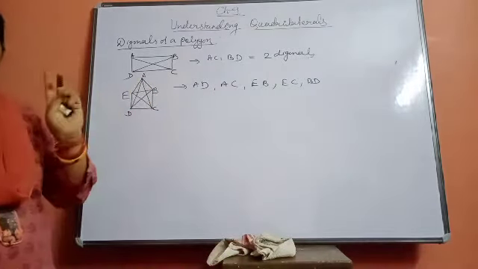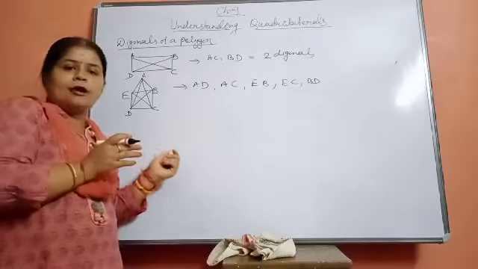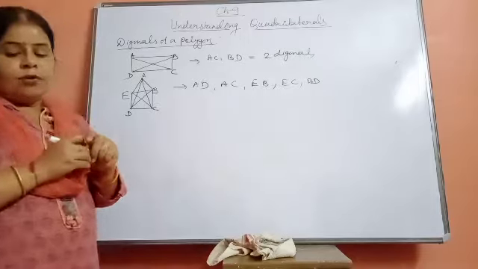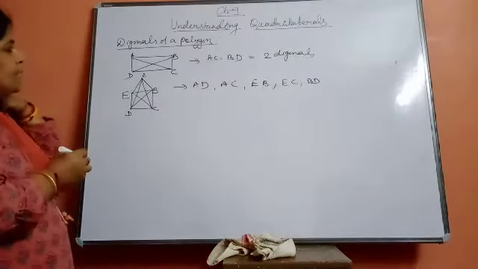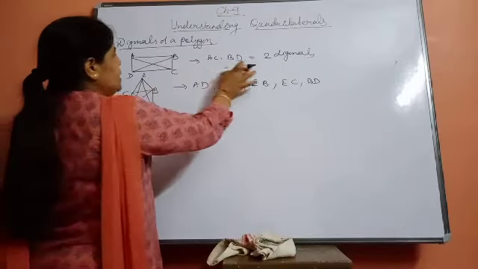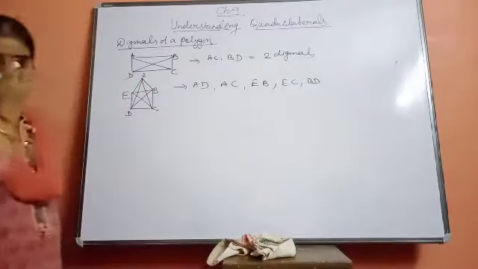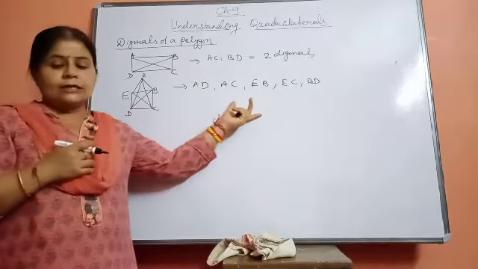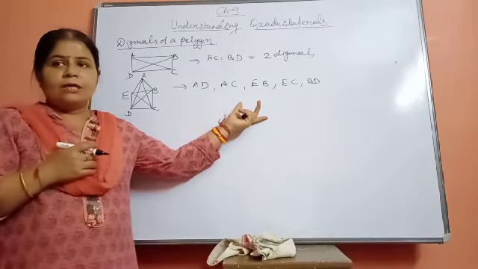In this way, you can draw the diagonals for a hexagon also, and you can draw those diagonals yourself. So in this way you have seen, beta, if a quadrilateral is there, how many diagonals came? 2 diagonals. If a pentagon is there, how many diagonals came? 5 diagonals.